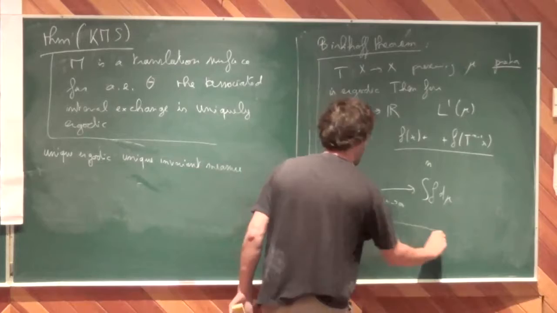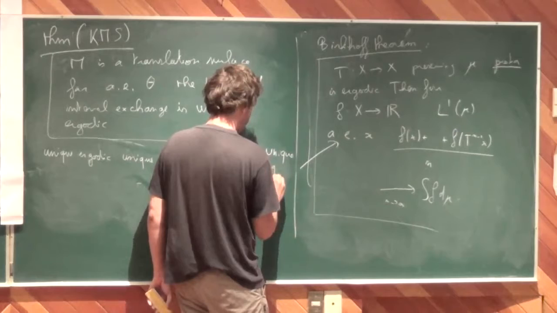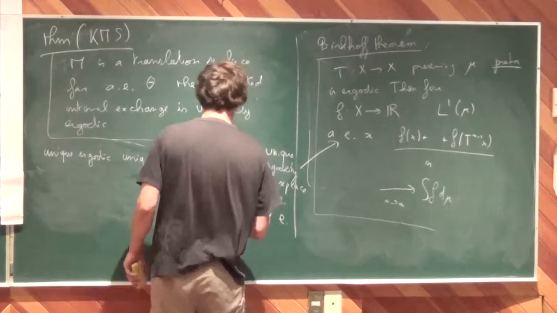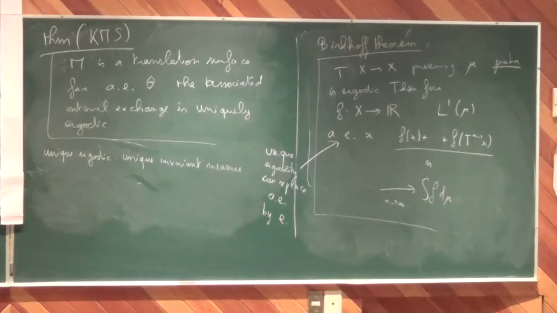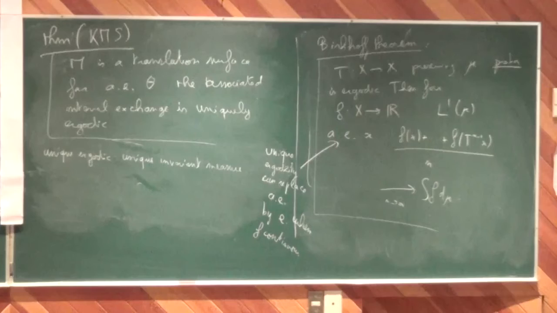So this means that the orbit of x equidistributes with respect to the measure. And in case of unique ergodicity, you can replace almost every by every. But f has to be continuous. You also want X to be compact. Yes, yes. I don't want to enter into detail right now because I want to state a theorem about skew products. So if you do not know that, don't be scared. They will appear in the next talk.